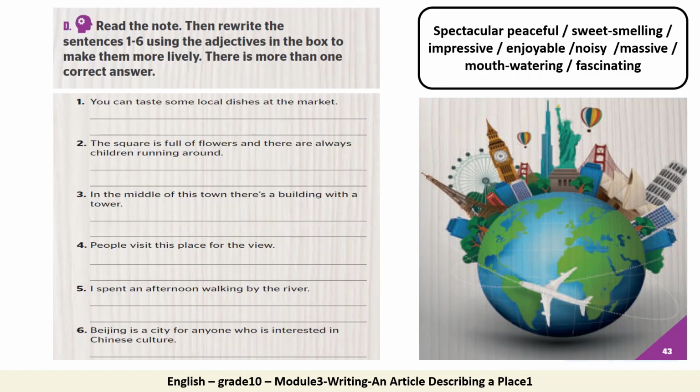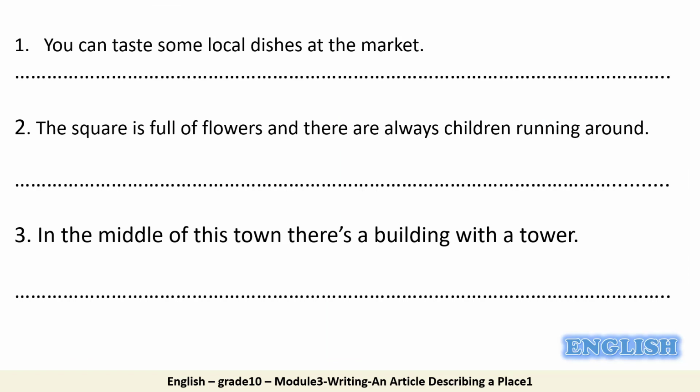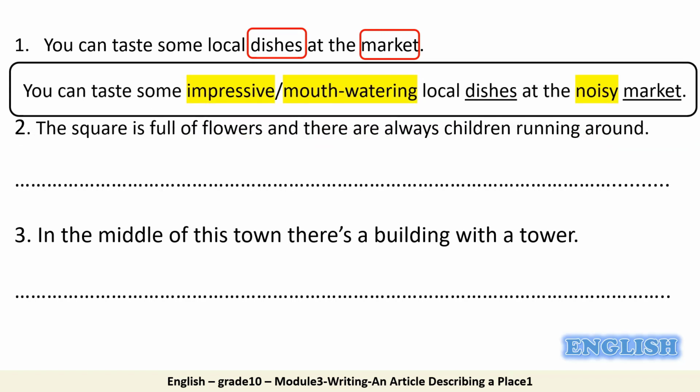Move to activity D. Read the note, then rewrite the sentences from 1 to 6, using the adjectives in the box to make them more lively. There is more than one correct answer. So pause the video and do the task. Let's correct. The first sentence, you can taste some local dishes at the market. First of all, let's identify the nouns we need to describe. Excellent, I have dishes and the market. And the correct answer could be, you can taste some impressive or mouth-watering dishes at the noisy market.